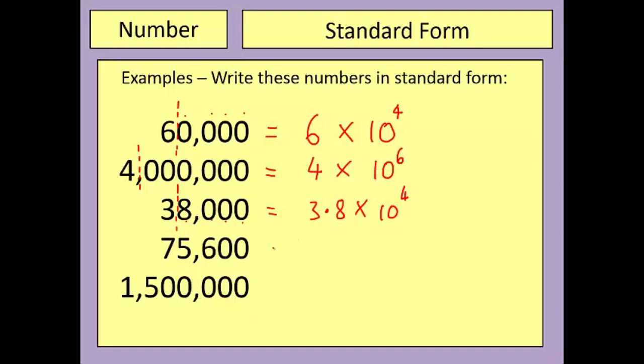So the same one here. This time we're going to go for 7.56 and draw a line after the 7, and there are 1, 2, 3, 4 digits again, so it's times 10 to the 4. And for this final one we're going to go for 1.5 because that's between 1 and 10, and times 10, and then we draw the line after the 1 and count 1, 2, 3, 4, 5, 6 numbers, so it's times 10 to the 6.